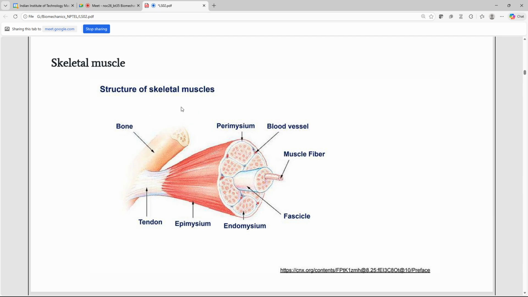So this is a section of skeletal muscle. Here you can see the bone and the muscle, which is connected to the bone using a tendon, and how the muscle fibers are constructed. There are muscle fibers, and bundles of muscle fibers which are covered by a fascicle. Then there are the perimysium, endomysium and epimysium. These are coverings for the muscle, and you can also see the shape of the muscle.